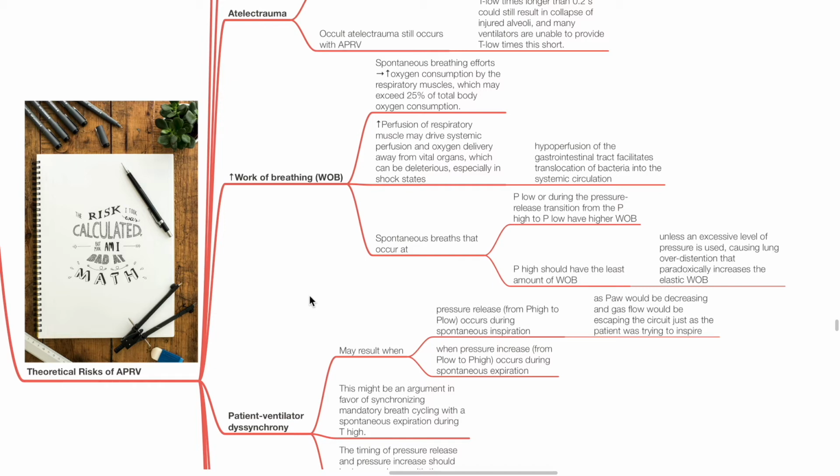Hypoperfusion of the GI tract facilitates translocation of bacteria into the systemic circulation. Spontaneous breaths that occur at P-low or during the pressure release transition from the P-high to P-low have higher work of breathing. Spontaneous breaths that occur at P-high should have the least amount of work of breathing unless an excessive level of pressure is used, causing lung overdistension that paradoxically increases the elastic work of breathing.